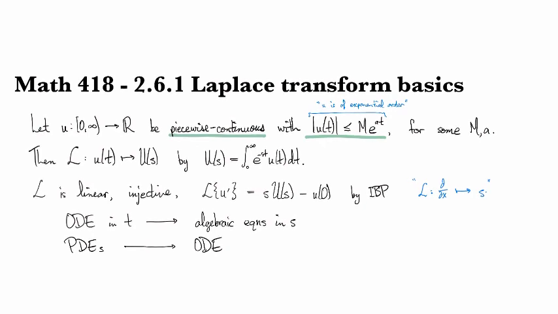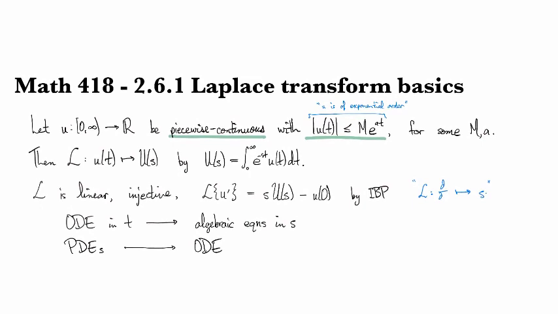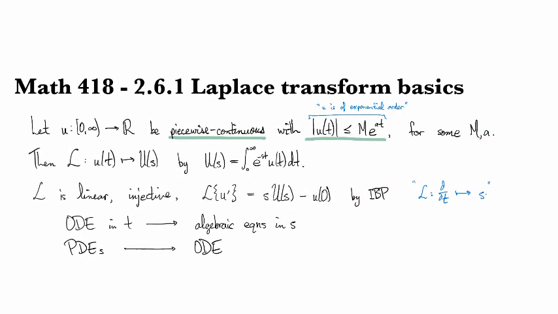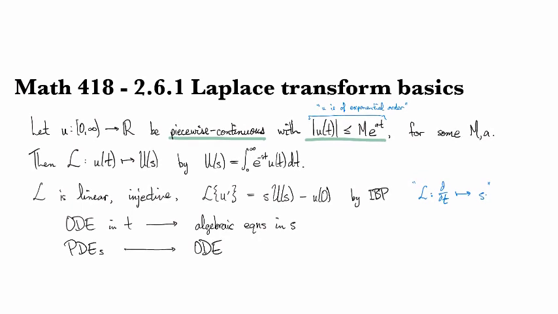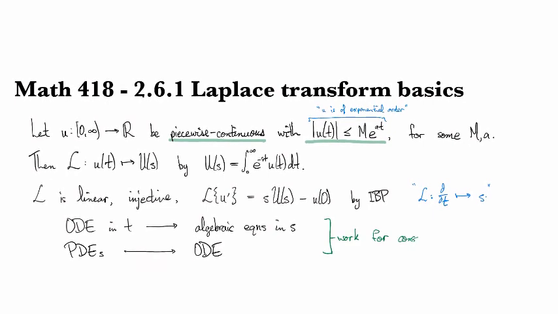Oh, and I just realized that earlier I wrote derivative d dx, but that should have been d dt. So I'm going to make that little correction. Okay, and so these ideas here, these always work for constant coefficient.